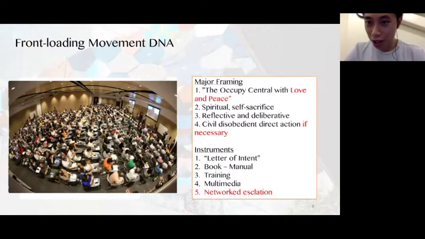I saw a question asking whether this reflective assembly took place before the first action. Yes. This reflective assembly took place before any kind of civil disobedient actions.